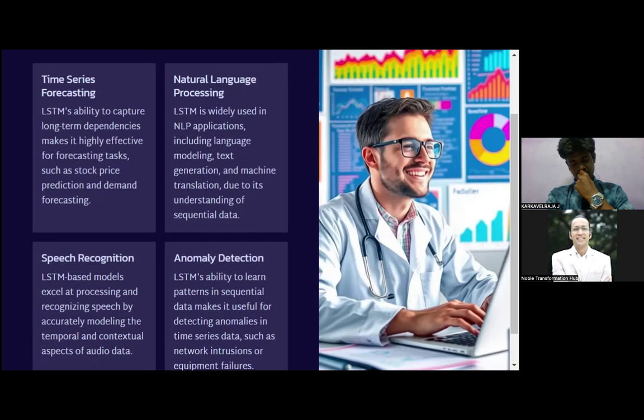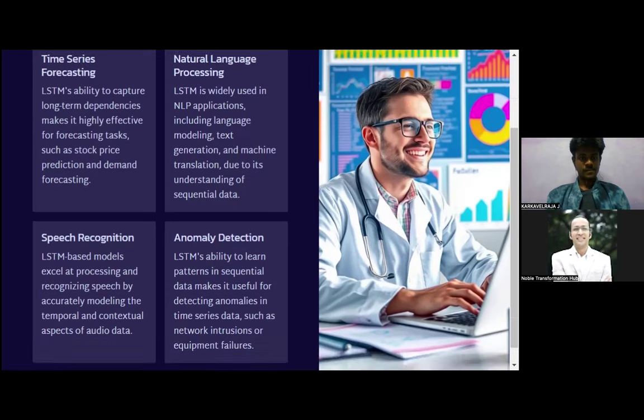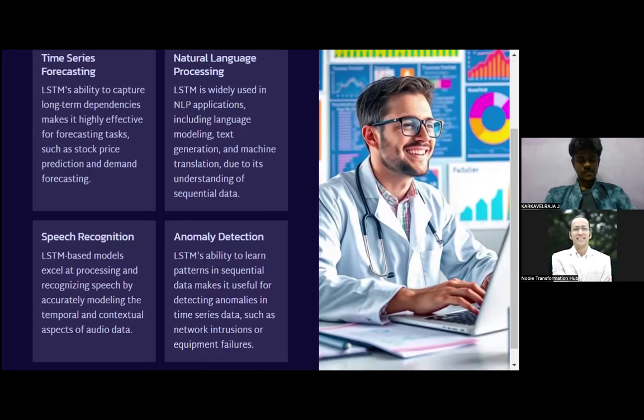For NLP, you can use it widely. LSTMs are used in NLP applications like text generation and machine translation due to their understanding of sequential data. This is going to help it learn properly from sequential data for NLP.